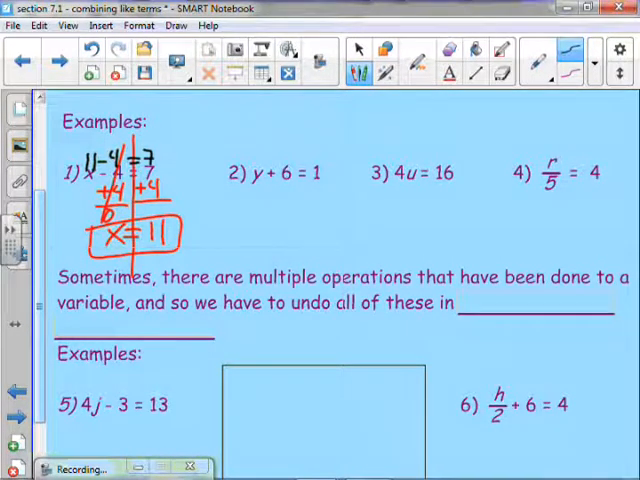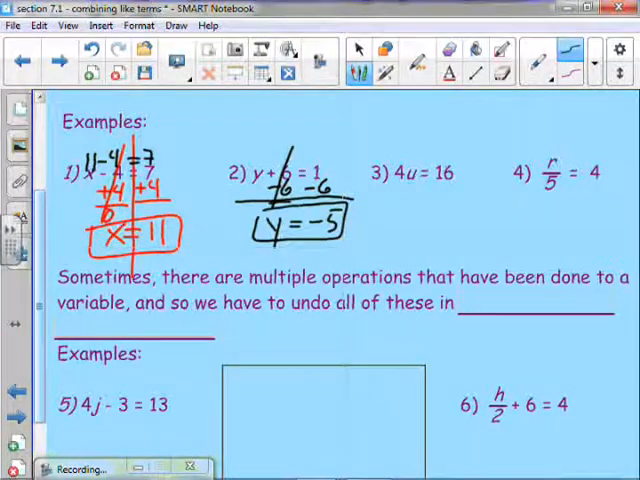Okay, let's do number 2. To undo this plus 6, I will subtract 6 from both sides. When I do that, I get that plus 6 minus 6, those add up to 0. So I have y equals 1 minus 6. 1 take away 6 is negative 5. So I have my answer. Again, I can test this. I can do negative 5 plus 6. Negative 5 plus 6 does give me 1, so I know I was right.